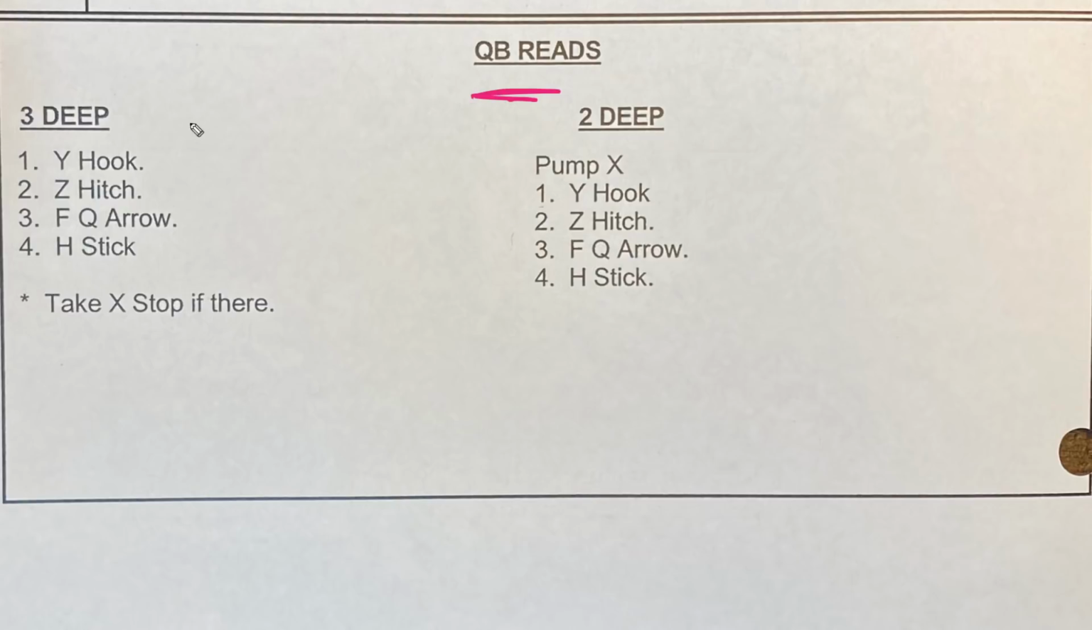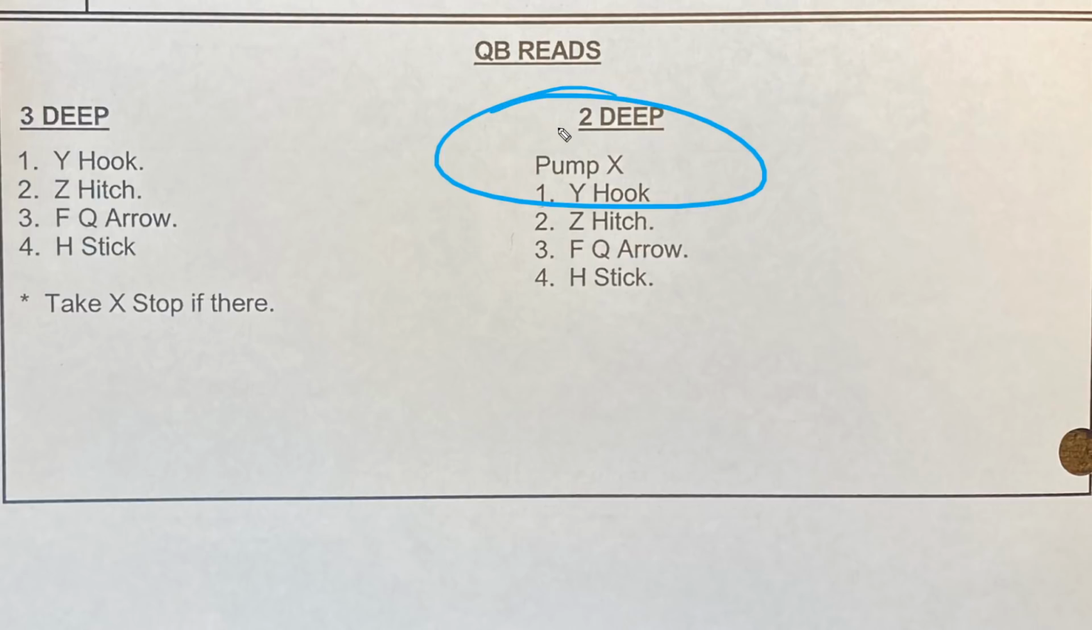Again, the only difference here is that 3 deep is closed, 2 deep is open. You get a chance to take that one-on-one stop route here. Otherwise, it's just right across the board, left to right. Hook over the ball, hitch, check downs. Same thing. This time they actually taught it, and I remember this being a little different than another spot, but I know some West Coast guys who would do this.